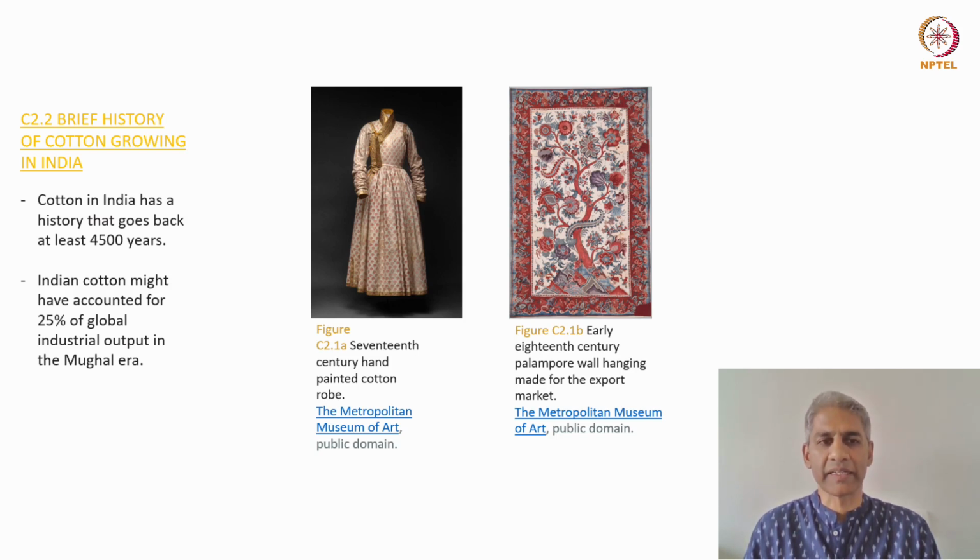Certainly during the Mughal era, the global trade in Indian cotton was quite widespread, and by some estimates, it might have accounted for 25% of the global industrial output in that era. Shown on the right are examples of cotton fabric produced in India, and you can see the high level of expertise we must have attained in producing such exquisite cloth.